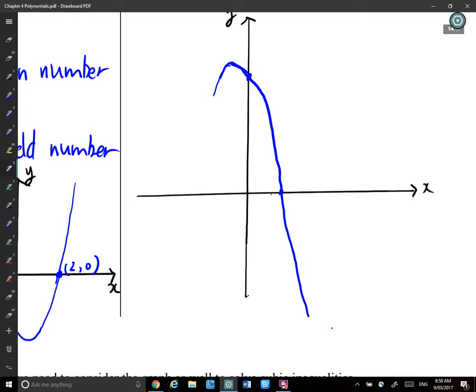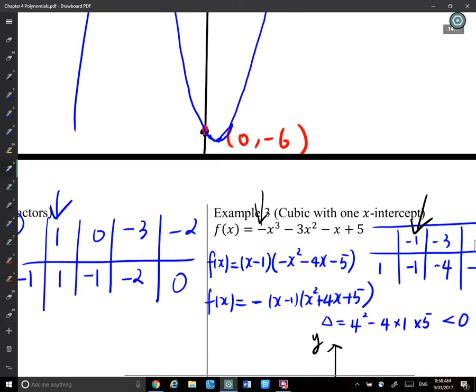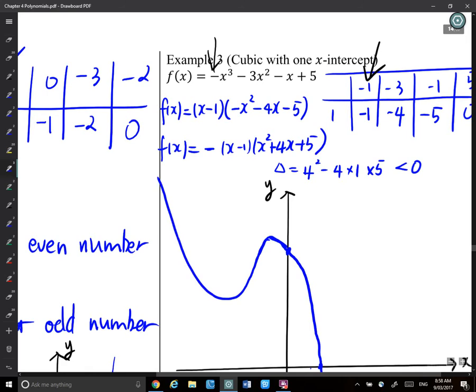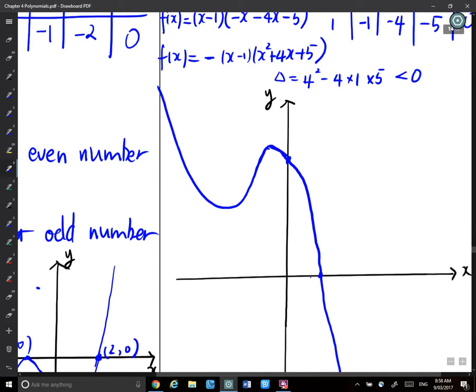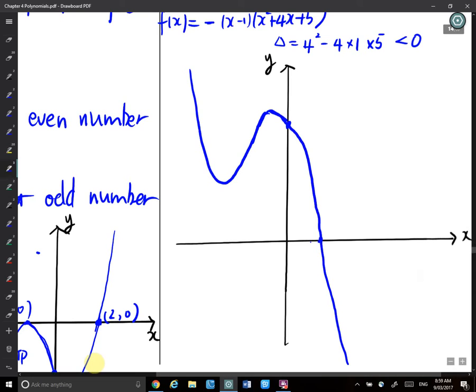So it will look like a cubic graph. What a cubic graph looks like is some shape like that, turning twice. But for this one I cannot turn down, so what I can do is go back like that. I don't know where to turn, but the graph will roughly look like that. I cannot reach the x-intercept. I must turn before I touch the x-axis to make sure there's no other x-intercept. The only x-intercept is at 1, 0, and I have a y-intercept at 0, 5.